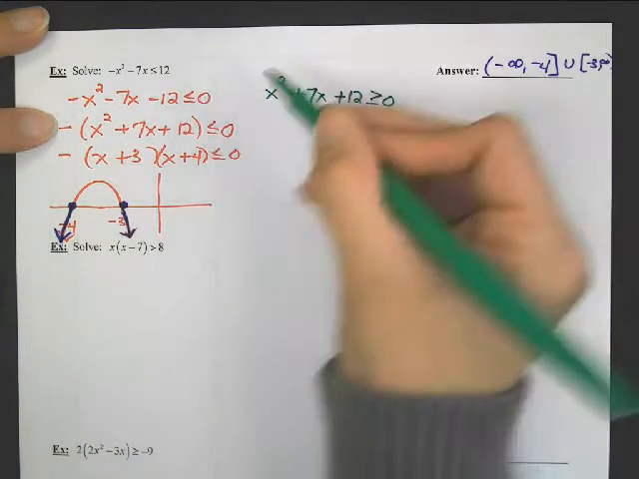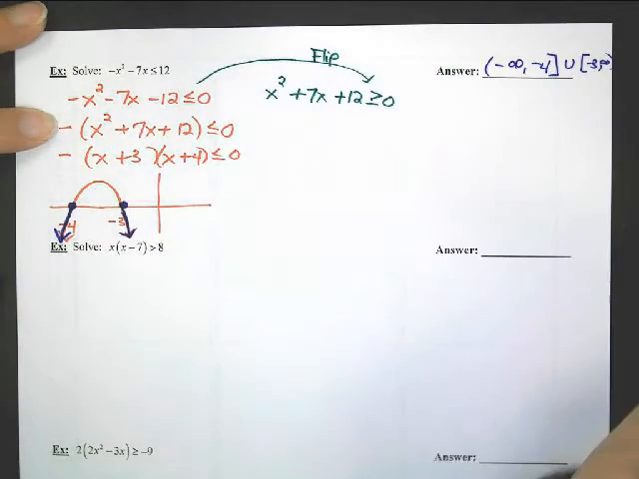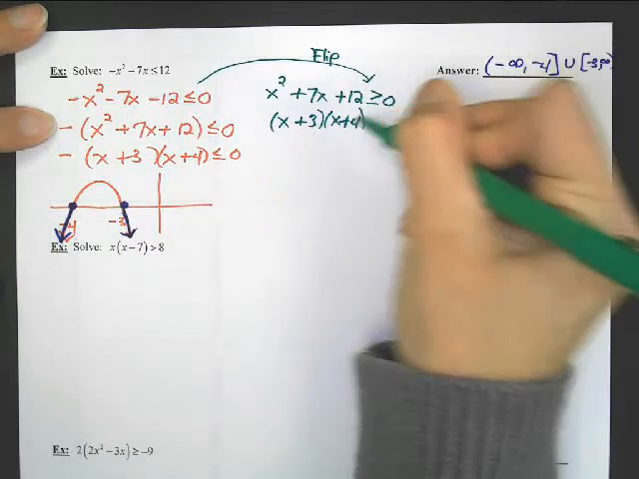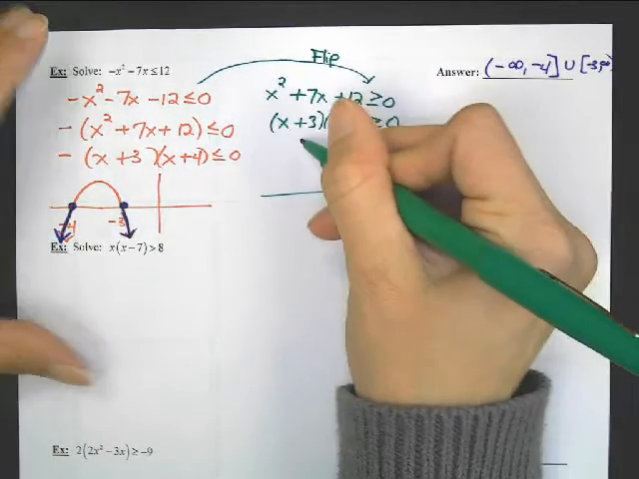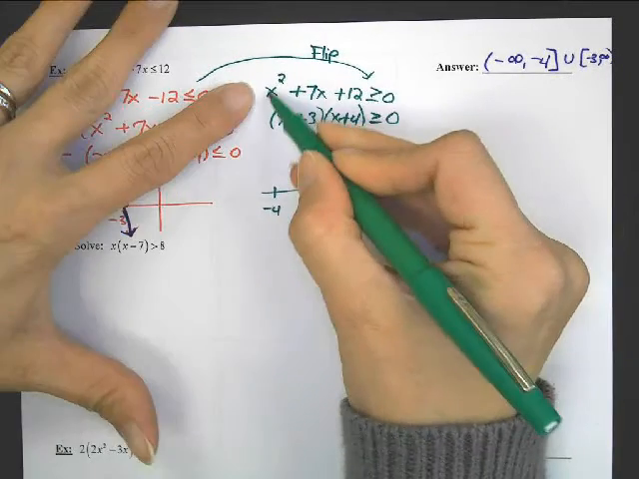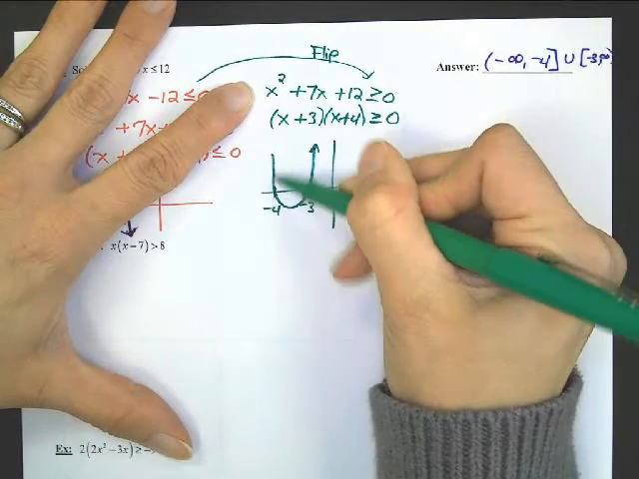As long as you remember to flip that sign when you multiply or divide by negative, I've got x plus 3, x plus 4 greater than or equal to 0. So the x-intercepts are still negative 4 and negative 3, but this parabola is opening up. Is that going to change things?